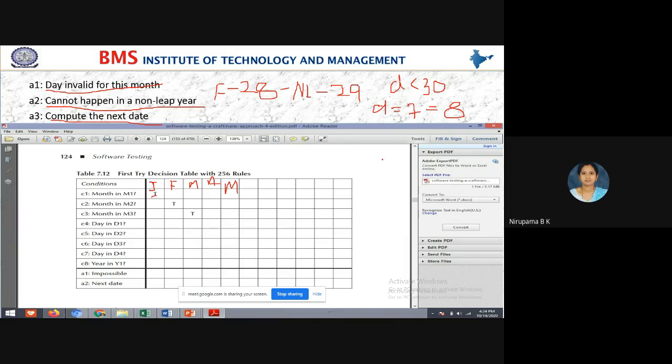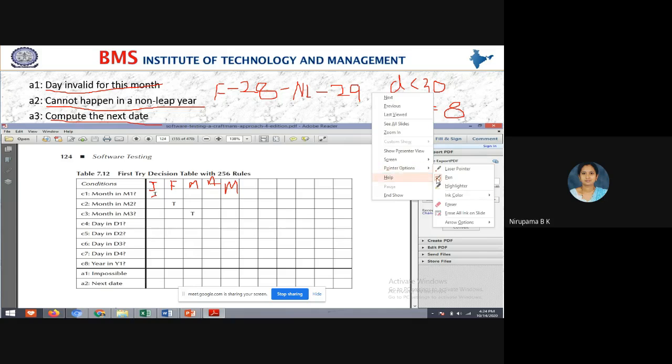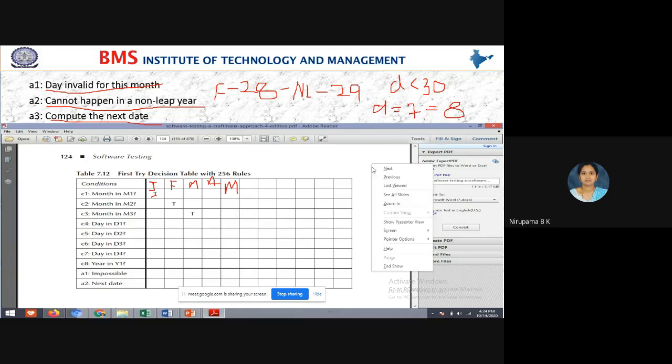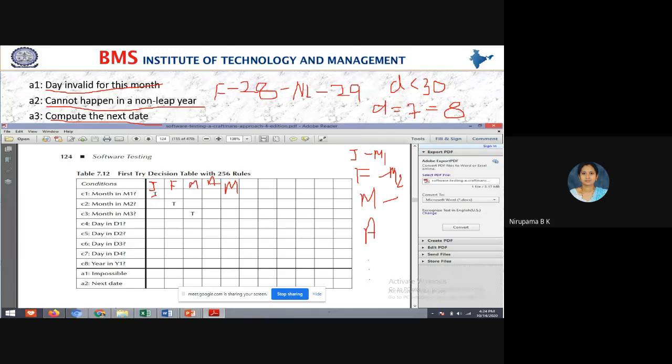If you take a calendar, January, February, March, April, and so on. M1, M2. See, there is no confusion, whether I take March as M3 or M4.